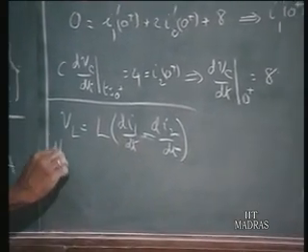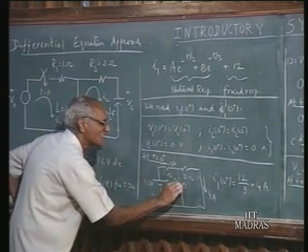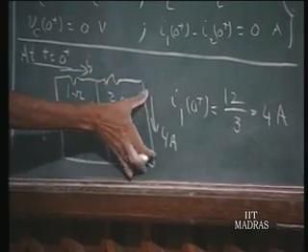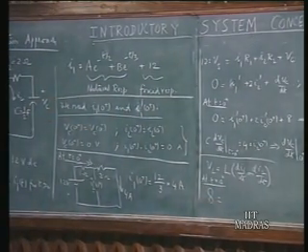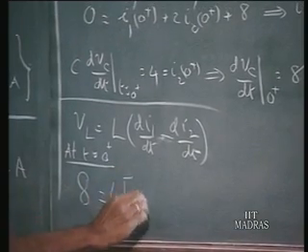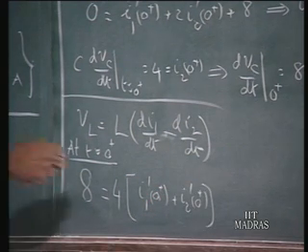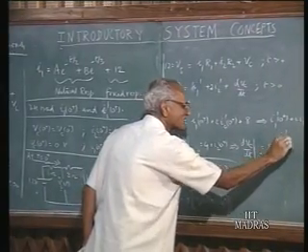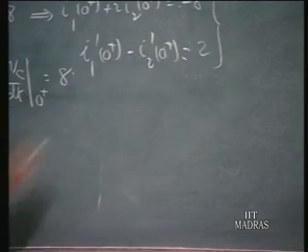At t equals 0 plus, what is the value of the voltage across the inductor? This is VL(0+). 2 ohms and a current I1 of 4 amperes, therefore 8 volts, and the capacitor voltage is 0. So at t equals 0 plus, this is 8 volts. L equals 4 henries, and this is I1'(0+) minus I2'(0+). So you have another equation from this: I1'(0+) minus I2'(0+) equals 2. So you have two equations.